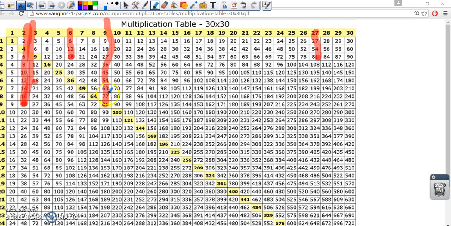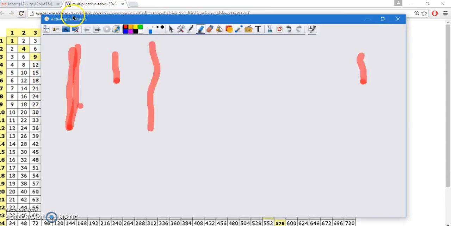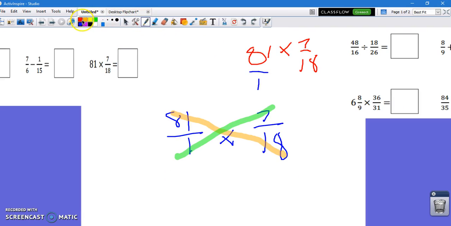So 18 becomes a 2, 81 becomes a 9. Let's do that. 18 becomes a 2, 81 becomes a 9. Now multiply straight across. 9 times 7, 63. 1 times 2, 2. Can you leave it like this? No, of course not. You must make it into a mixed number by doing this.